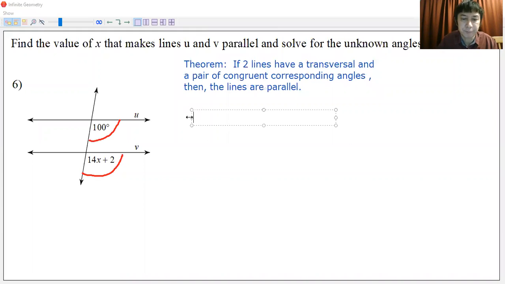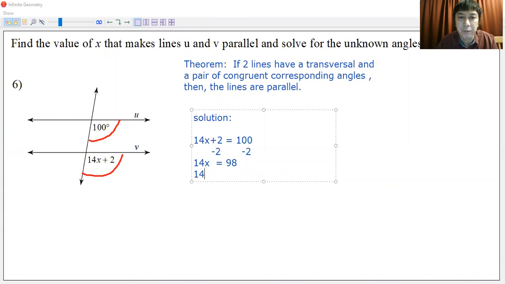And for our solution, we have to set the angles equal. So 14x plus 2 must be equal to 100. We're going to solve for x first. Subtract 2 from both sides, and we have 14x equal to 98. So 14x divided by 14 is equal to 98 divided by 14. And x is equal to, how much is that? 7. Yes, 7. And that's our x.